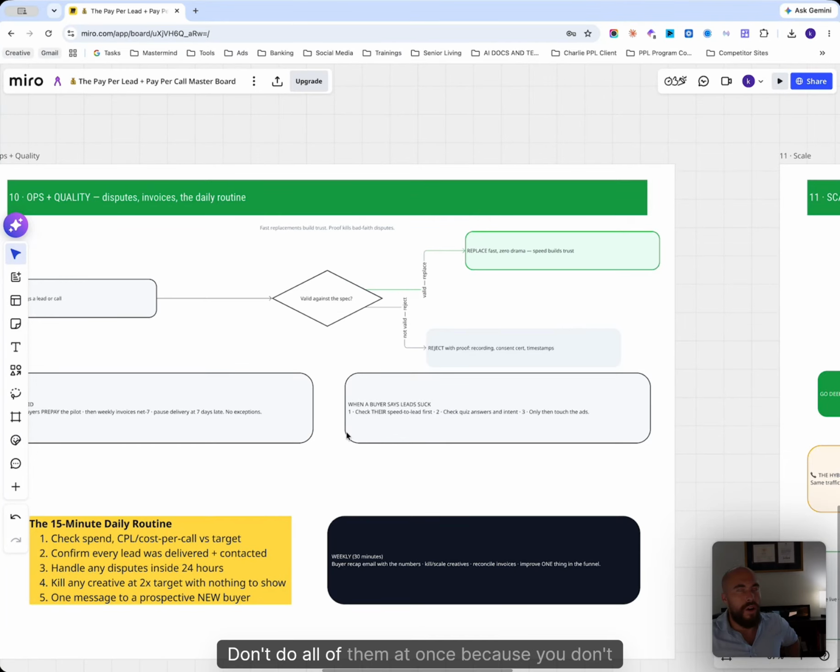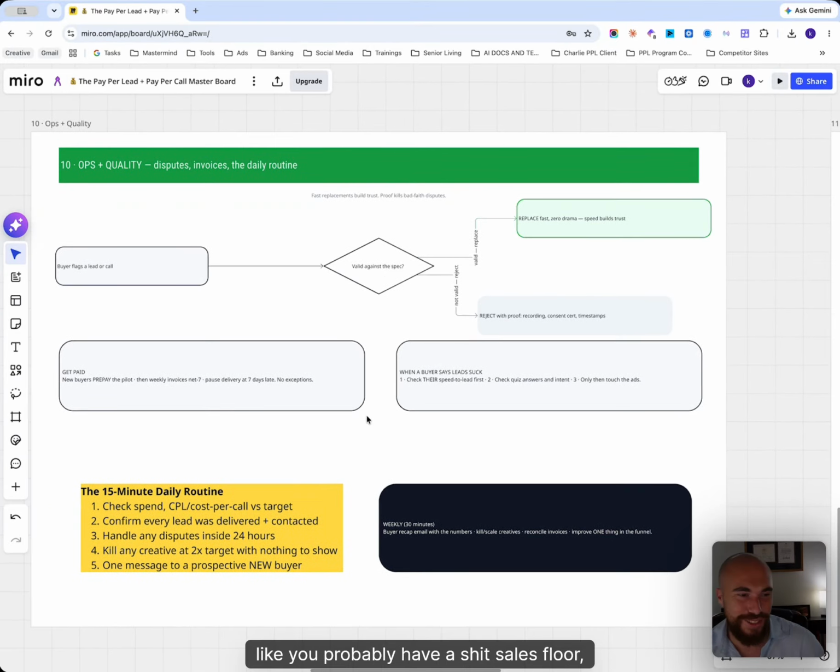Don't do all of them at once, because you don't know if they have a bad sales team and everybody's going to lie to you and say, yeah, dude, we have such a good sales squad, we close at 20%. It's like, no, you probably don't, honestly. You probably have a bad sales floor, okay?